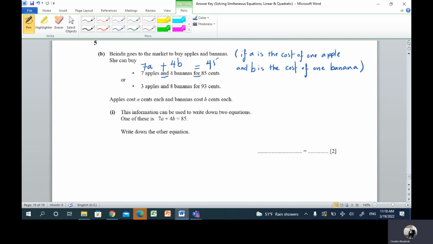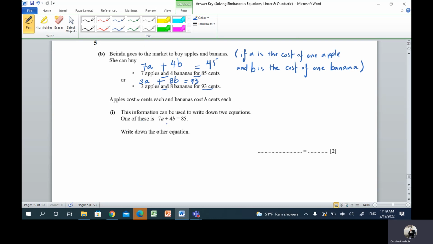Okay. And here, 3 apples means 3 times A, the cost of 1 apple, and it means plus 8 bananas, the cost is 8B, the number of bananas times the cost of 1 banana, is equal to 93 cents. And always mind this trick. Here, it's cents. If one is in dollars and the other one in cents, then we need to make the conversion. Okay, so this information can be used to write down two equations.